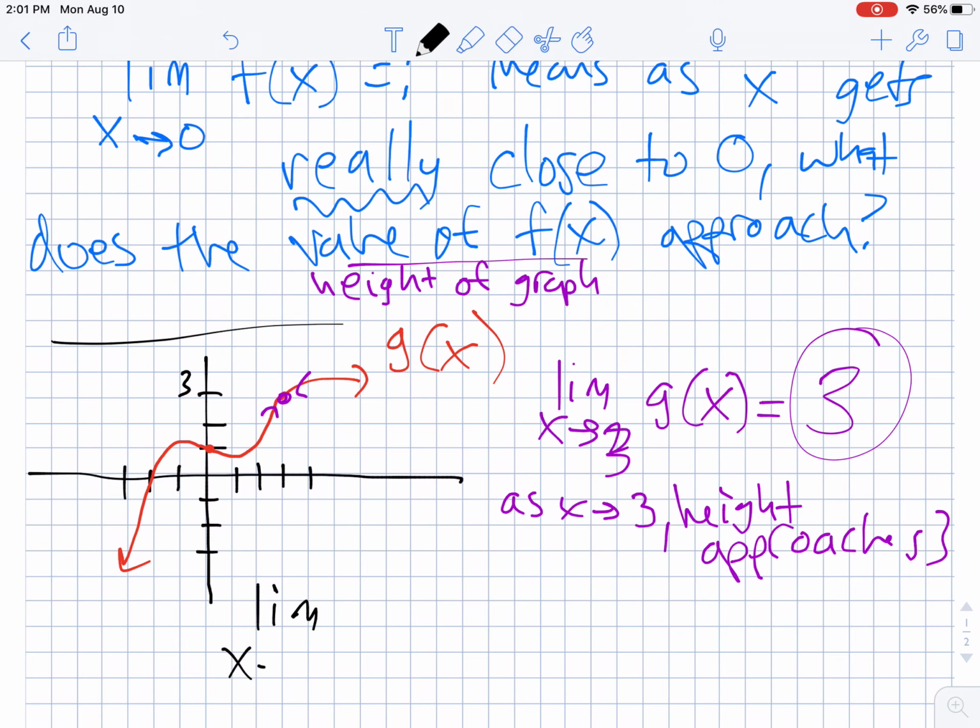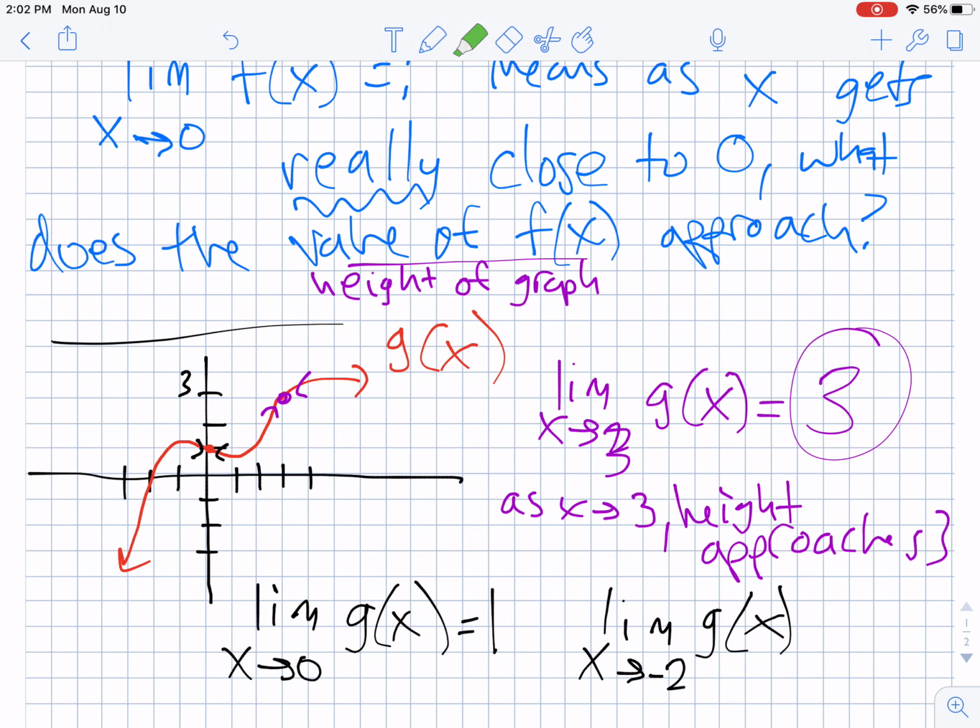What if we take the limit as x goes to 0 of this function g of x? Well, as x approaches 0, we get closer and closer to that height of 1. If we took the limit as x approached negative 2 of this function, that's saying as we get closer and closer to this point where x is negative 2, we see that the limit is going towards a height of 0. So that's how we would interpret these. Okay, so that's the basics of graphical limits.